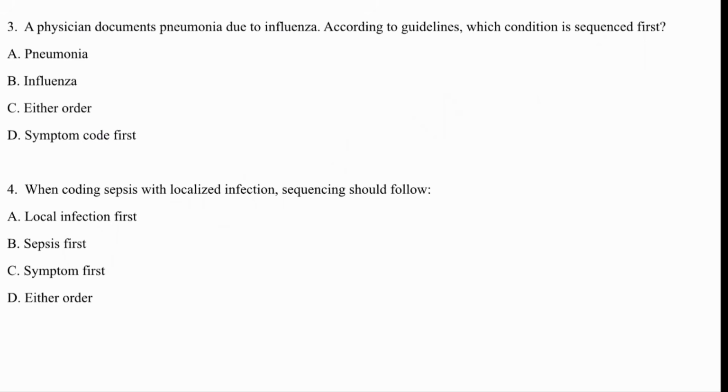The right answer is influenza. When a condition is due to another, the underlying cause is coded first. Influenza causes pneumonia, right? Therefore, influenza is sequenced first. Next question.